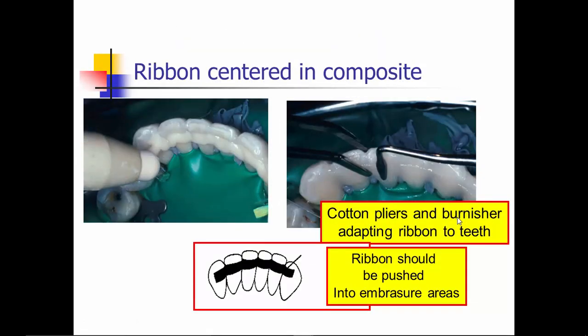With the VPS material in place, I can now place my composite and my fiber ribbon into the composite. I can adapt it and shape it, and because I'm light curing the composite, I have the ability to minimize the excess, and I'm not getting any of the composite into the gingival embrasure areas, which are the most difficult areas to clean. The ribbon is pushed into the embrasure areas, and then I'm light curing.